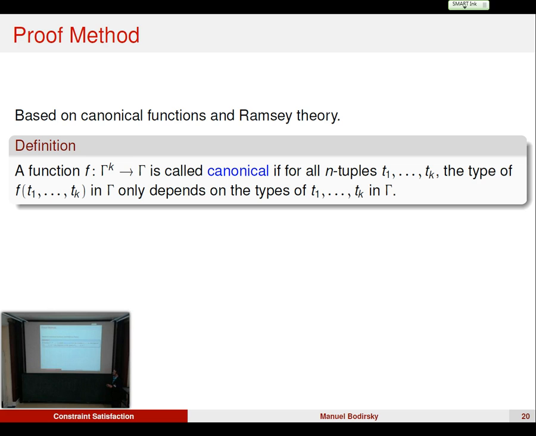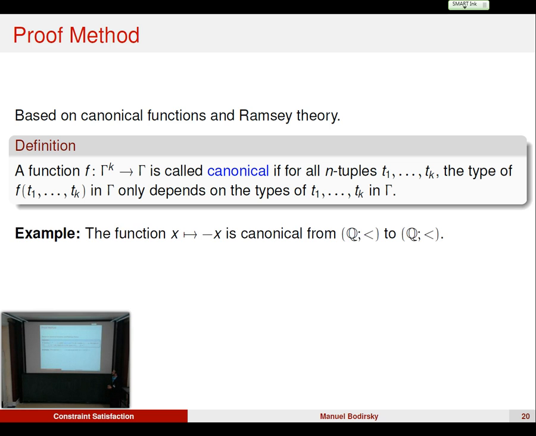What is a canonical function? A function from gamma to the k to gamma is called canonical if for all n-tuples t1 up to tk, if you look at the type of the n-tuple that you get from applying f component-wise to the n-tuples t1 up to tk, the type only depends on the types of t1 up to tk. So that's what I call canonical. And just to give you an example, this is already interesting for k equals 1. Now imagine k equals 1.